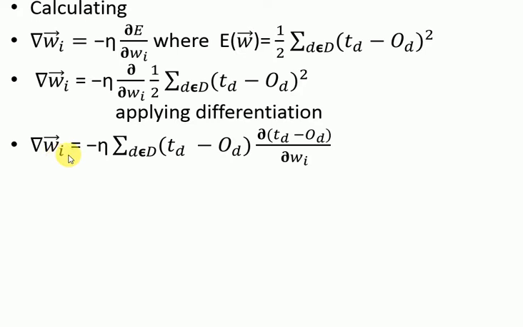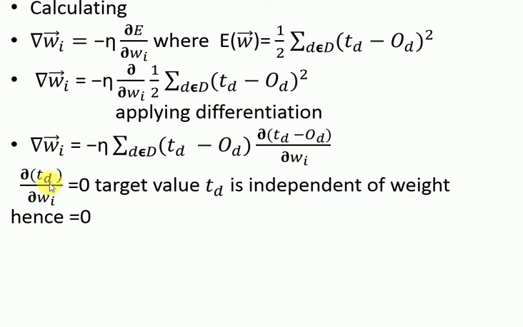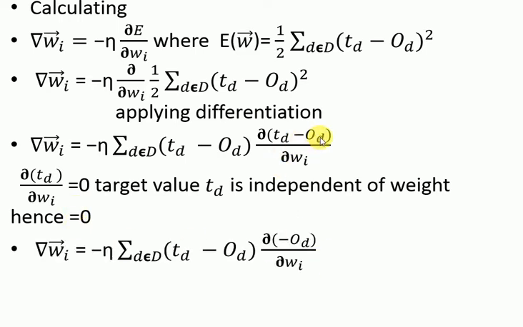So the derivative of Wi equals minus eta into the derivative of E over the derivative of W, that is, sum over d of Td minus Od into the derivative of the differentiation of Td minus Od over weight. Here the differentiation of Td over the differentiation of W equals 0, that is, Td is independent of weight, so it is 0. So these two are independent and this becomes 0. Now minus Od over the differentiation of minus Od over differentiation of W.